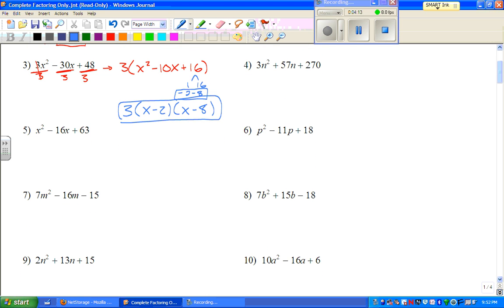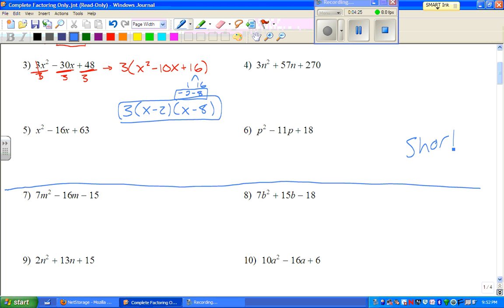Okay, now let's go down, and I'm actually going to block these off. Those first 6 problems, they're all going to use the short method. Okay, so I'm giving you that little hint. So let's write short right here so we don't forget it.